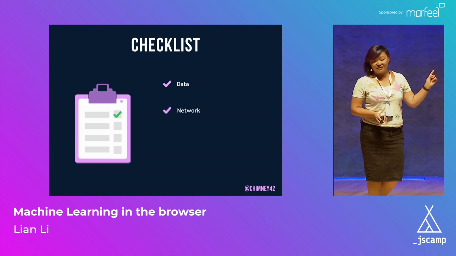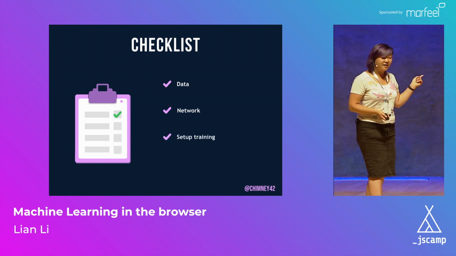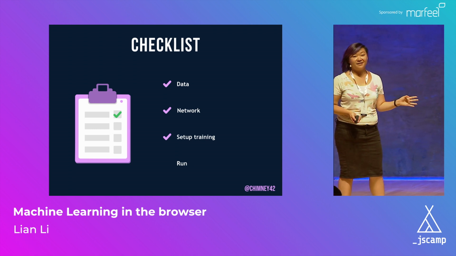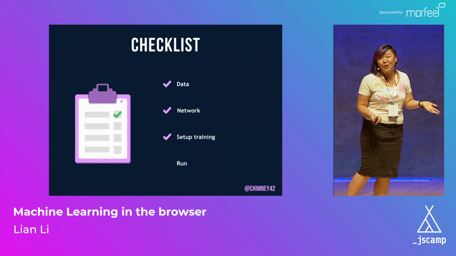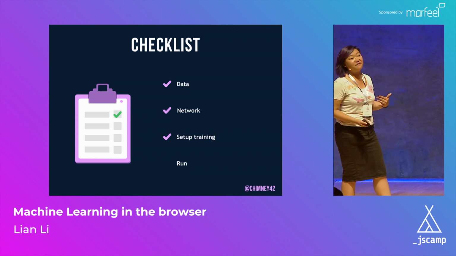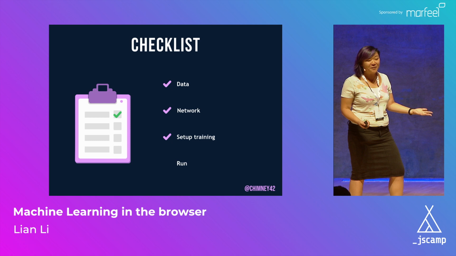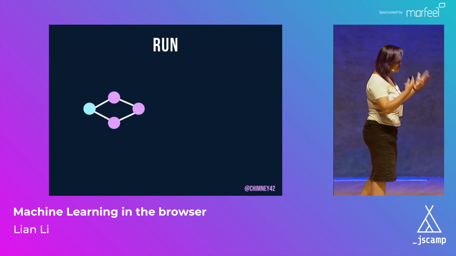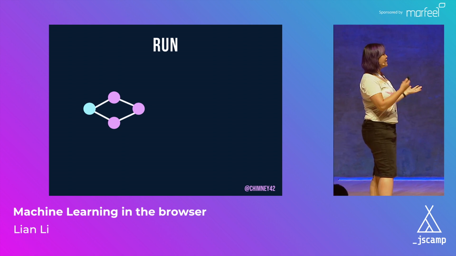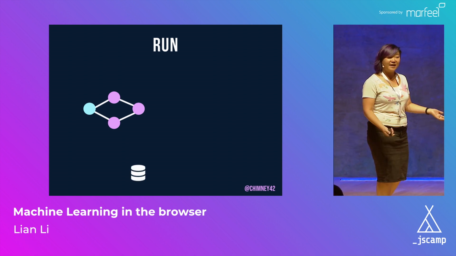So we have our data, we have our network, we set up our training, and now all we have to do is run the whole thing. And now you're thinking, I still don't know what's happening. This is the way that I felt. I learned everything, and I still don't know what's happening. So I'm trying to visualize this, because we're visual people, right? So we have our network. That's how we start. We have our data.